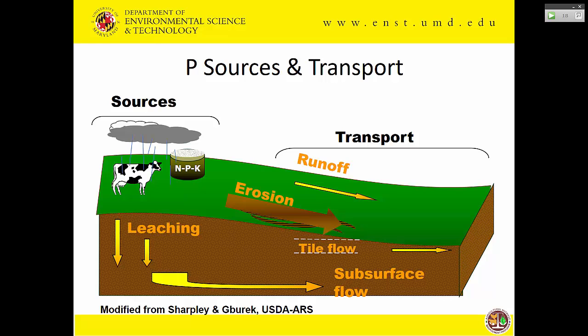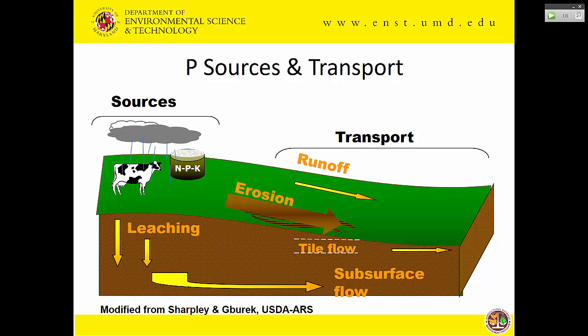And research done 20, 25 years ago showed that if you have an enriched soil up here, even clear water that runs off that field can have high enough levels of soluble phosphorus in the runoff water to cause problems if that water reaches a water body. All right? So both erosion and runoff are major problems. You can also have phosphorus moving down through the soil.